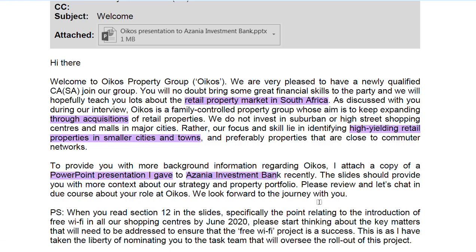So as we see this information, in your mind you're asking yourself, why did they provide this information to Azania Investment Bank? It's most likely that they wanted the money, and that money was to be used to make acquisitions of investment property, which is also what they are doing. The slides should provide you with more context about our strategy and property portfolio. Please review and let's chat in due course about your role at Oikos. We look forward to the journey with you.